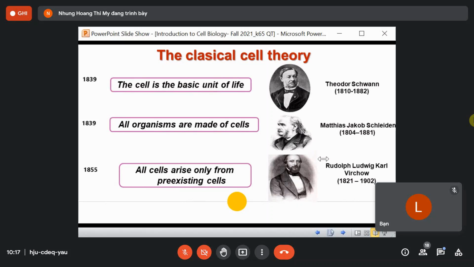And Rudolf is also a pathologist. He worked on the cell a lot, and he was also the scientist who first discovered that cancer comes from the cell. The nature of cancer comes from the cell.